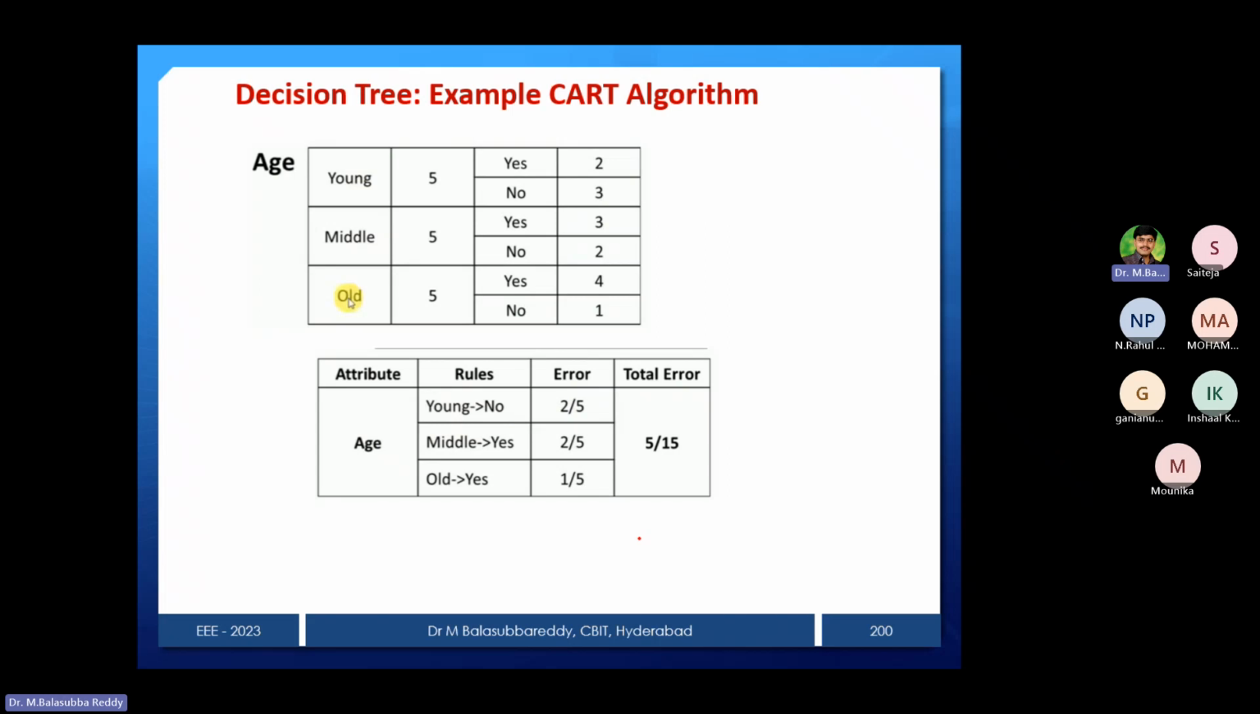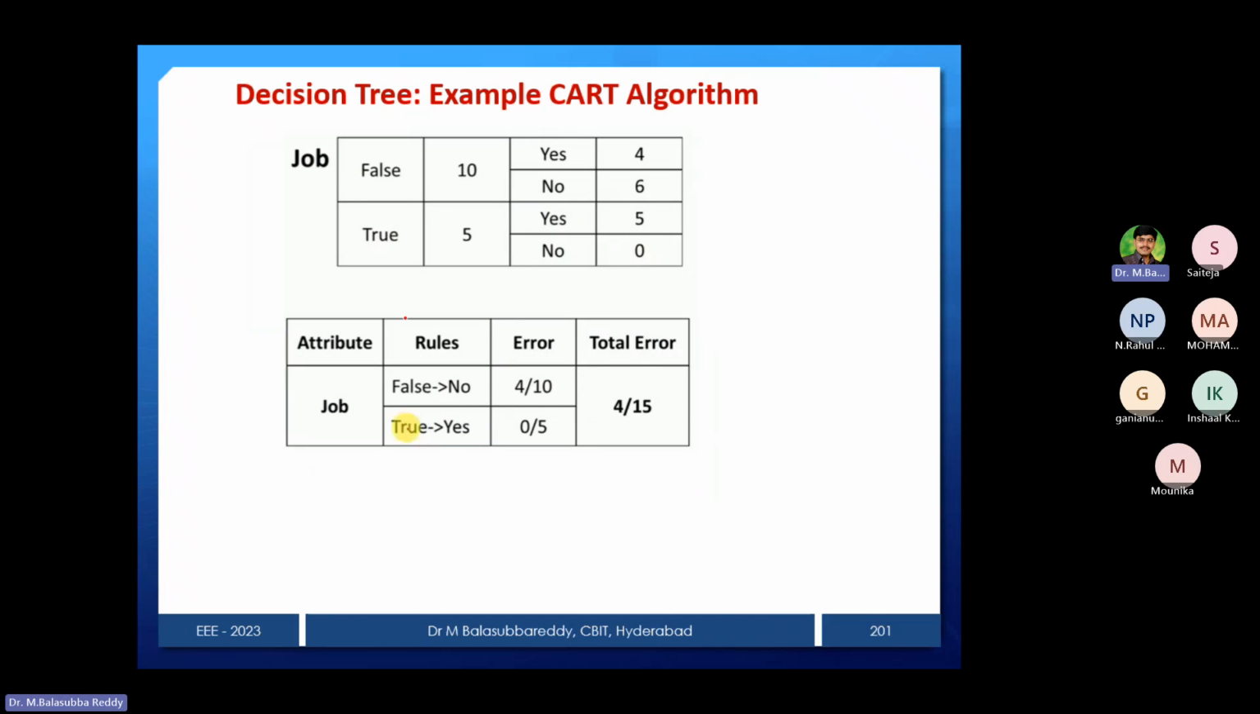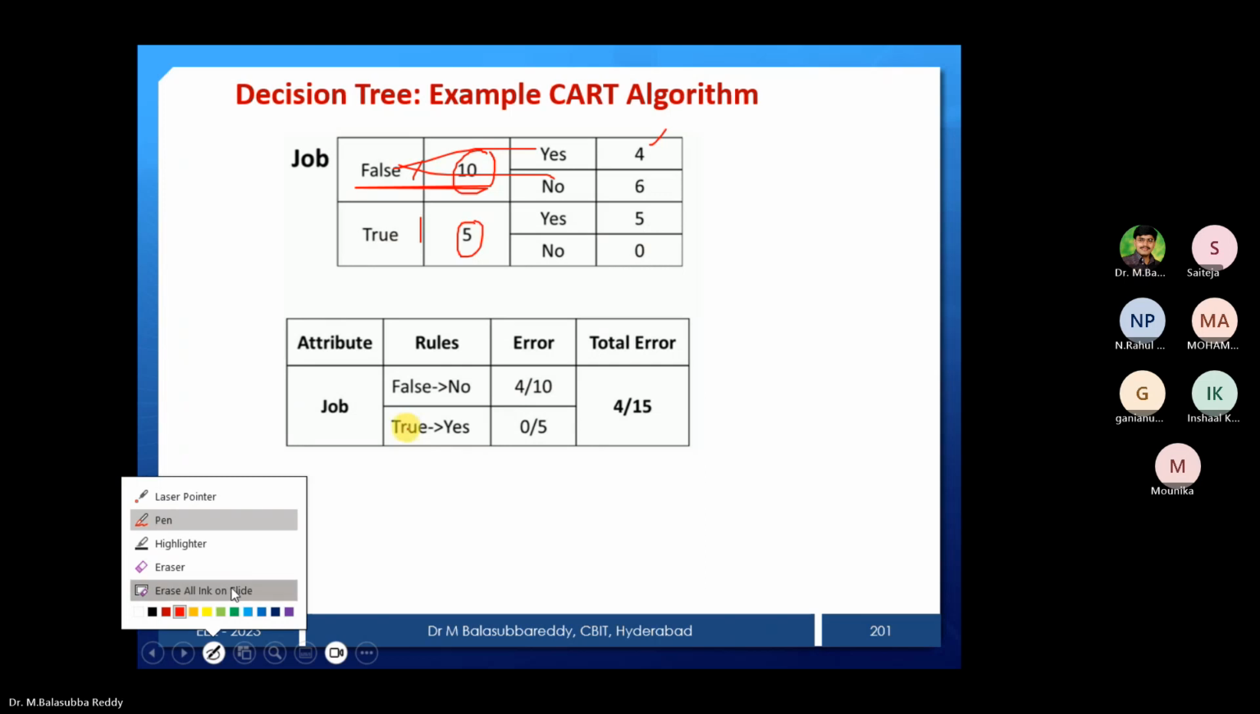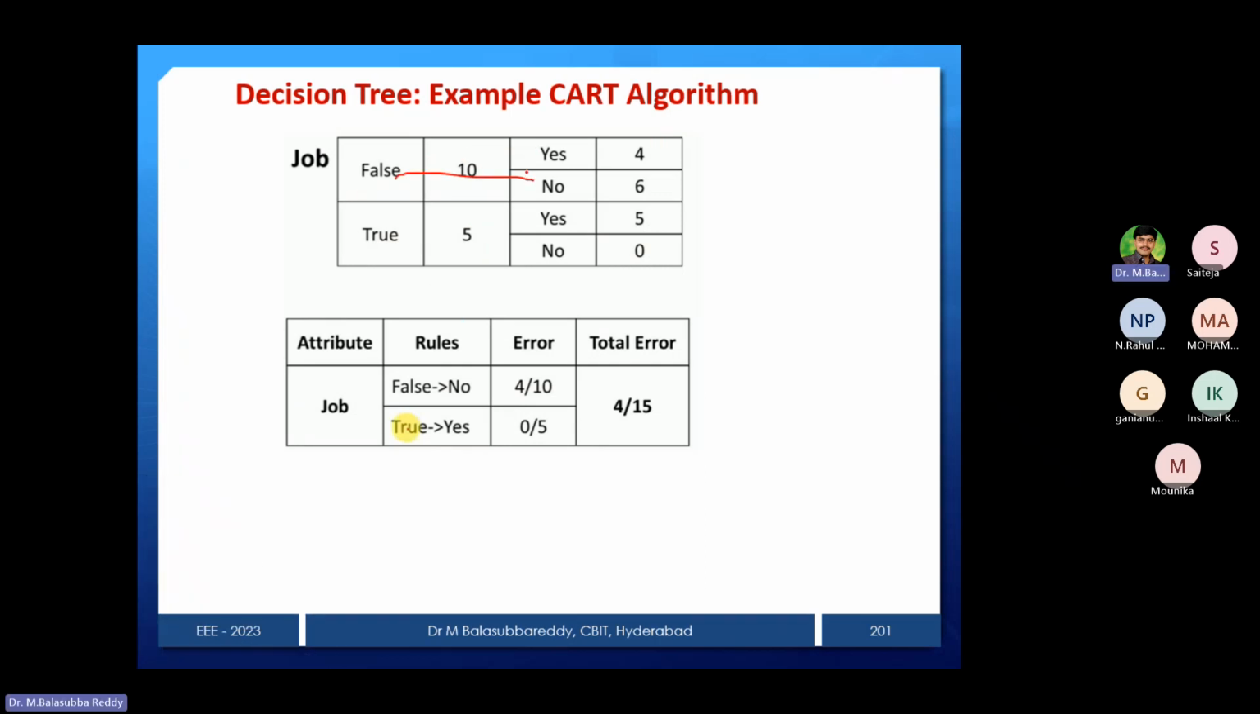Now what is another job? You take it as a root node. And then house you can take as a root node. Then credit you take as a root node and calculate the errors. Similarly, I take job. Job is yes or no. In that, 10 will be false and true only 5. So then in 10 again, false is yes 4, false is no 6. What is the rule now? If I take false is no as your rule, then it predicted 6 correctly and 4 incorrectly. Therefore, 4 by 10 is your error.